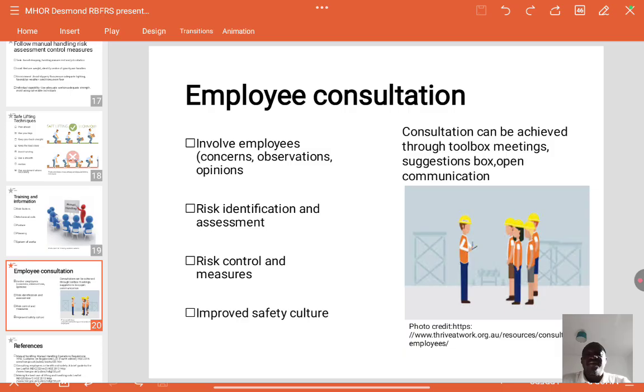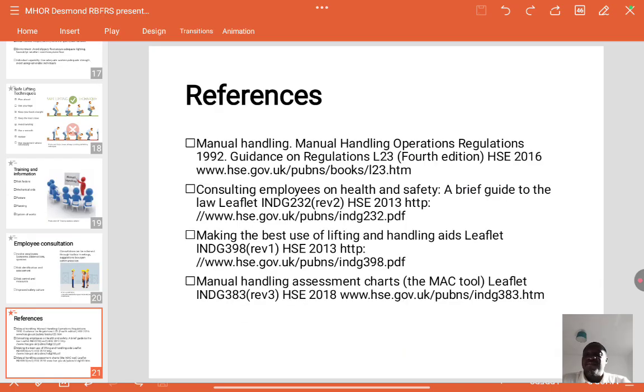This is very important to enable them to provide their information or assessment of how the risk is being reduced. Now I made some references whilst I was coming up with this presentation, and you can see the references below. You can go through and read more information about it.